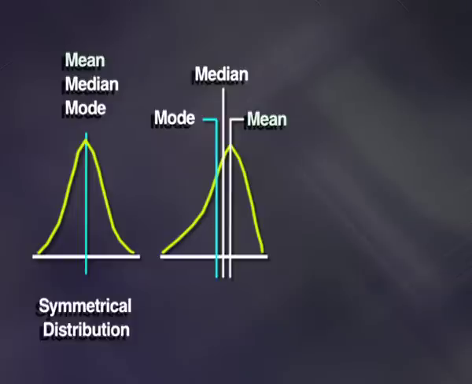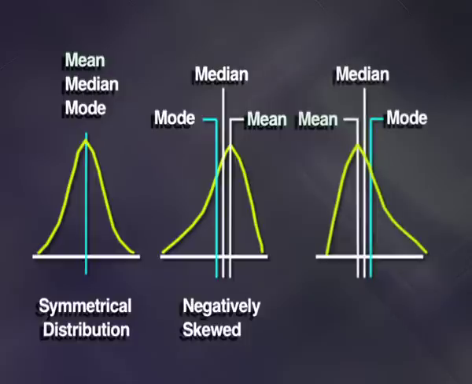In the case of asymmetrical distribution, one tail is longer than the other. If the left tail is longer than the right tail, the distribution is said to be negatively skewed. In the figure, you can see the left tail is longer compared to the right, and also you can see mode is greater than median, is greater than mean.